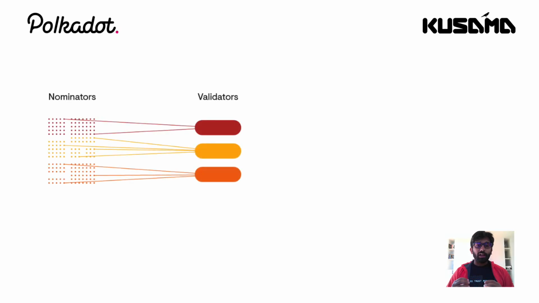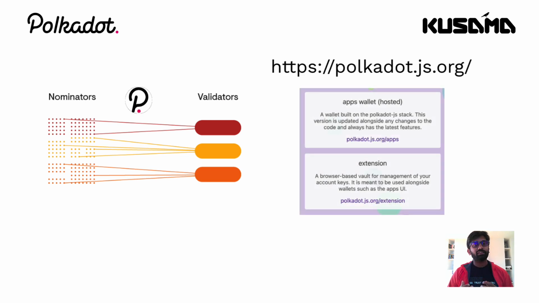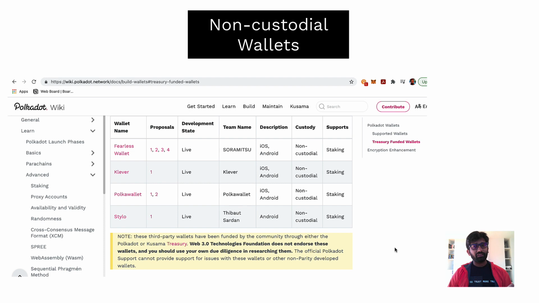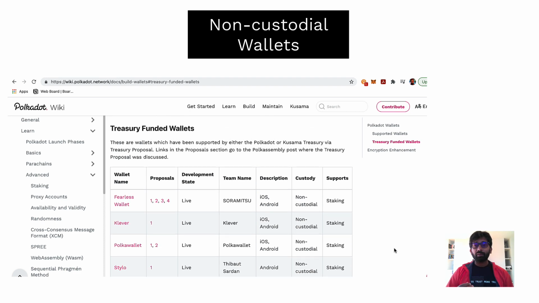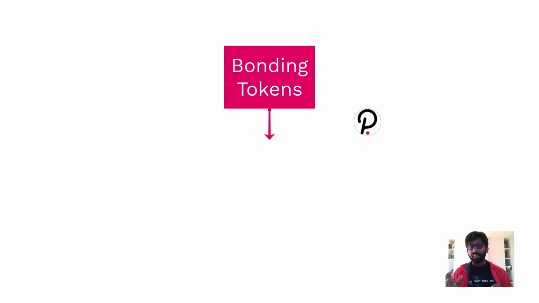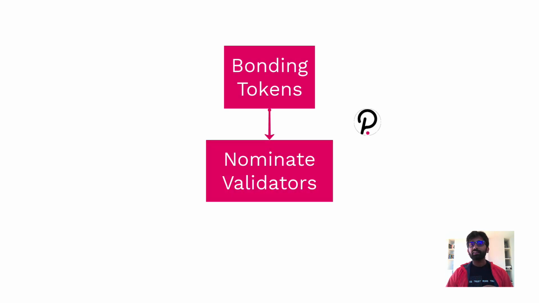In this video, I'll demonstrate how to securely stake your DOTs using Polkadot.js apps. Before doing that, let's get a few obvious things out of our way. If you have your DOTs elsewhere, on non-custodial wallets, you'll be presented with a different user interface, but the underlying staking mechanism is the same, which is bonding the tokens, selecting the validators to nominate, and earning your staking rewards.